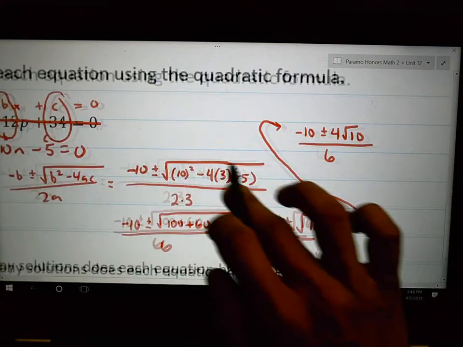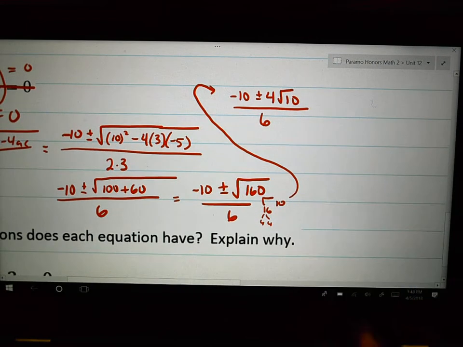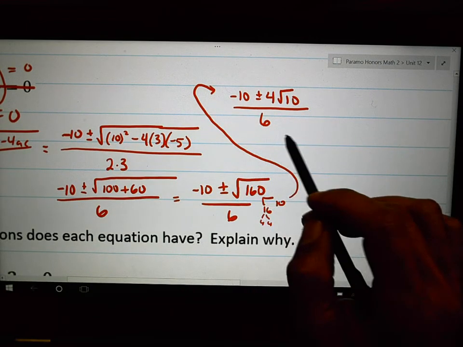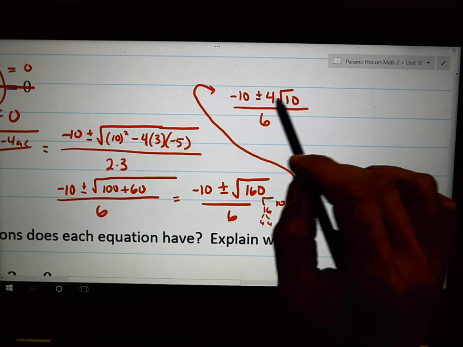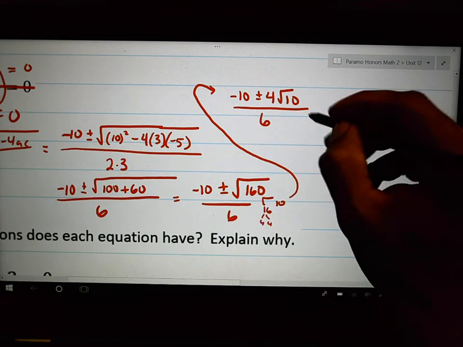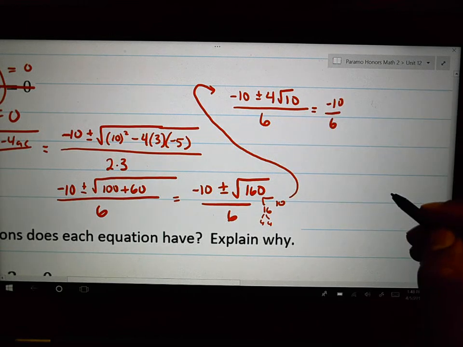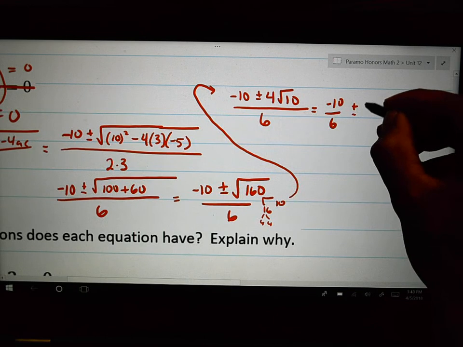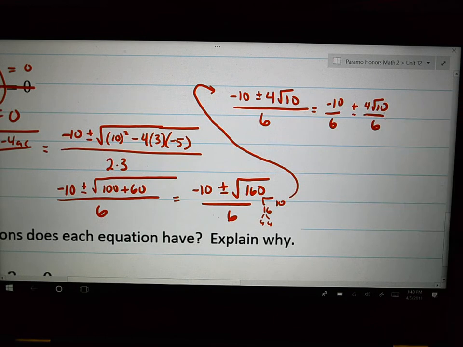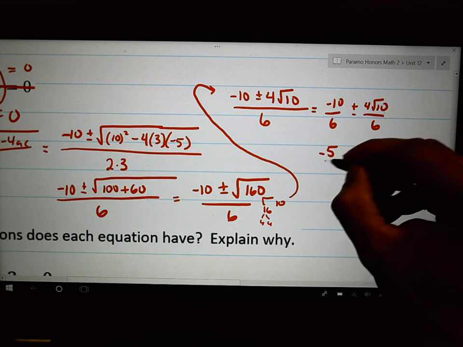Back to where we were. Now the other thing that we wrote is that the 2a goes into both places of the numerator. So what I want to do next is that this does simplify. The negative 10 is divided by that 2a, and so is the 4 root 10 is divided by that 2a. I'm going to split it. The reason why I split it is because then it makes it easier when I reduce. Because negative 10 over 6 reduces. Divide by 2, divide by 2. Negative 5/3.